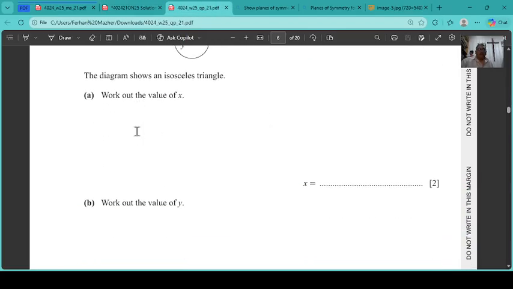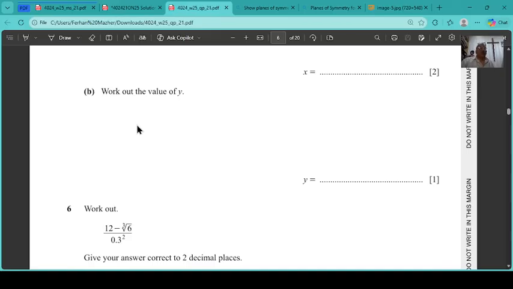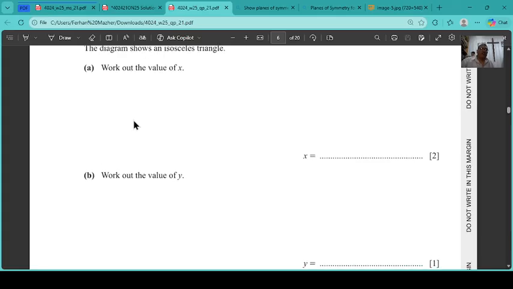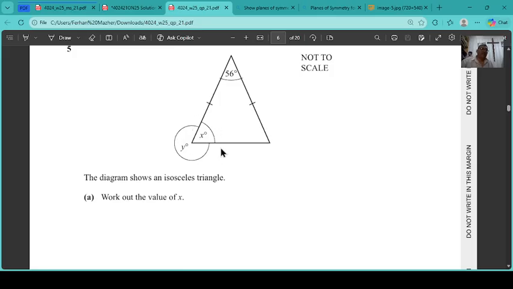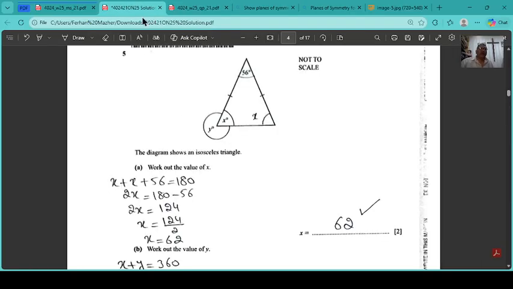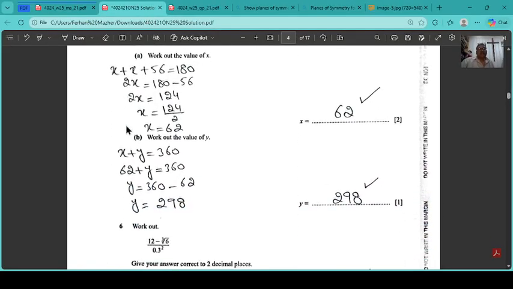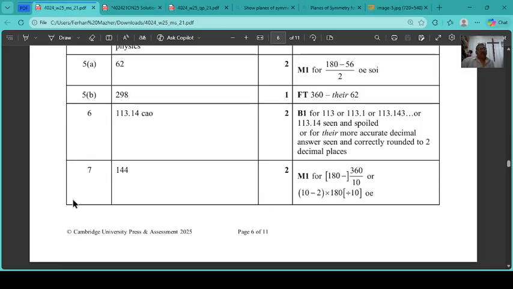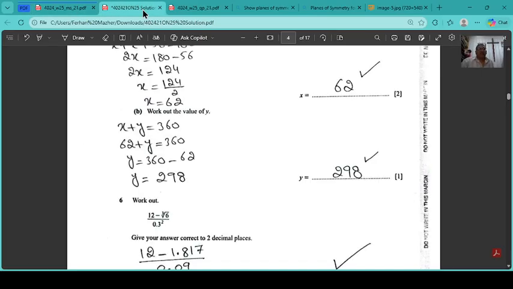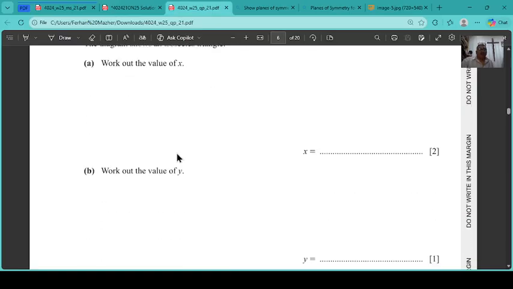Okay, in part B, he asked us to work out the value of y. It's a 1 mark question. If you want to find the value of y, the method is very simple. The sum of the angles about a point is equal to 360. So x plus y will be equal to 360. I know the value of x, so 62 plus y is equal to 360. Y will be equal to 360 minus 62, and y will be equal to 298 degrees. So our answer is right. So we are done with question number 5.